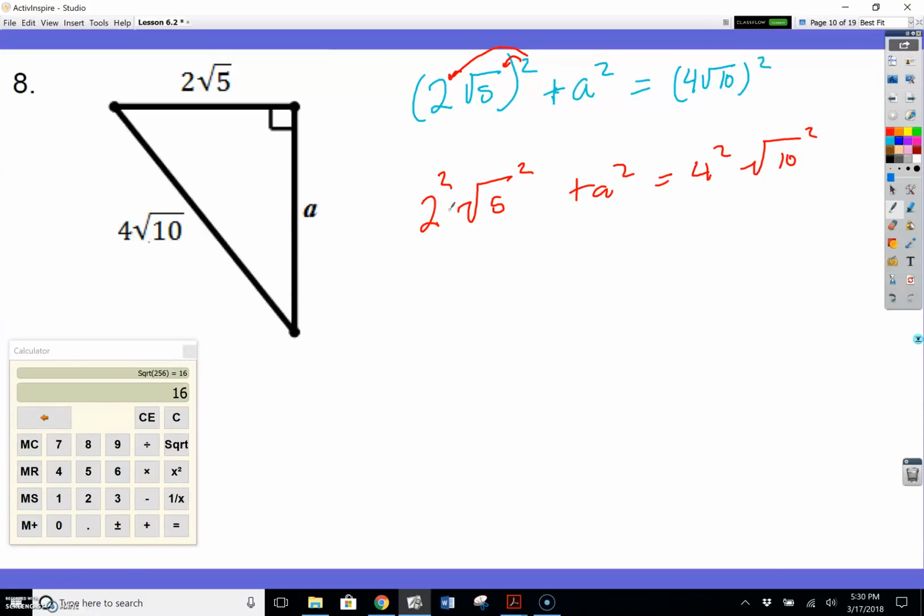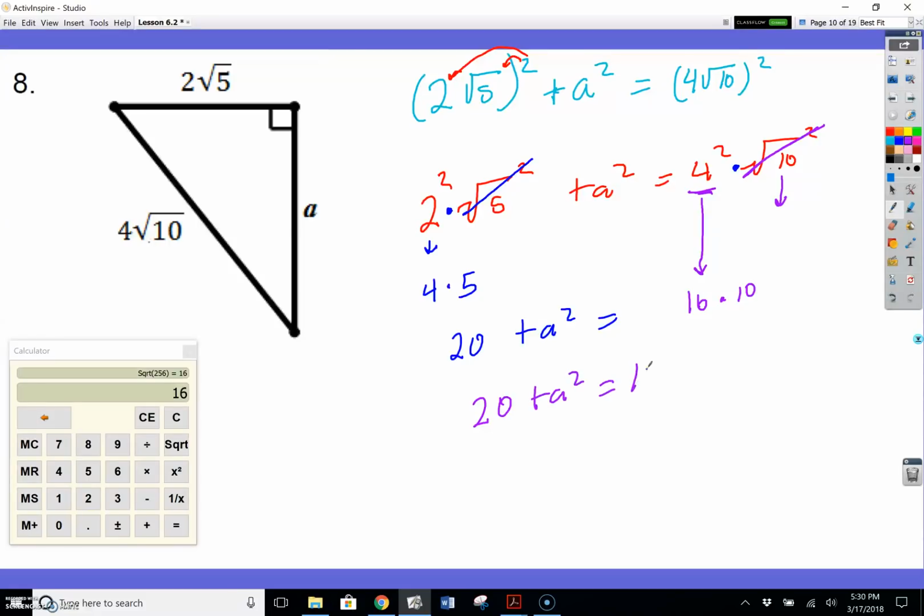Similar to what we did with exponents, I want you guys to realize there's multiplication in between both of these. That's why it's going to both the radical as well as the 2. So this is going to give me 4 times 5, which is just 20, plus a squared is equal to, and now what we're going to do is 4 times 4 is 16. Radical 10 to the second power, the radical and second power cancel, and I'm just going to have times 10, and 10 times 16 is 160. So I'm going to have 20 plus a squared is equal to 160. And we're just going to minus 20 on both sides to get a squared equals 140.